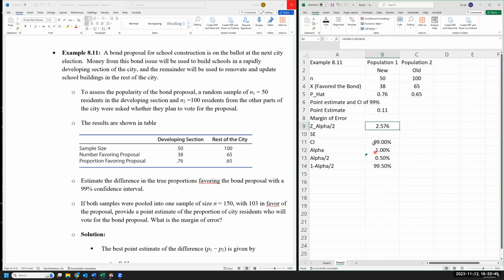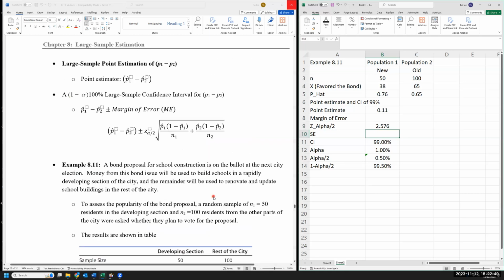Doesn't change. All the problems, it's the same thing. All right, for the standard error, that's a little complicated formula. It's P1 hat times Q1 hat, or 1 minus P1 hat, divided by N1, plus P2 hat times 1 minus P2 hat, or Q2 hat, divided by N2, all of it square rooted.